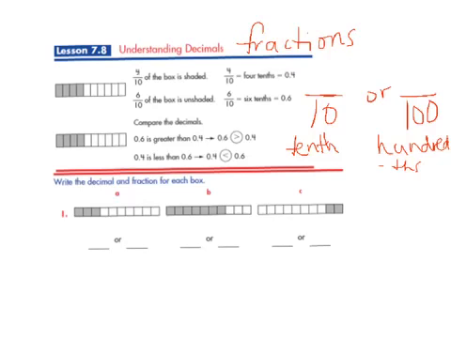Here we have 4 tenths. In our tenths we have 4 colored in. That would be said as 4 tenths. Could be written as this fraction, could be written as this decimal, 0.4. The 4 has to be in the tenths place.